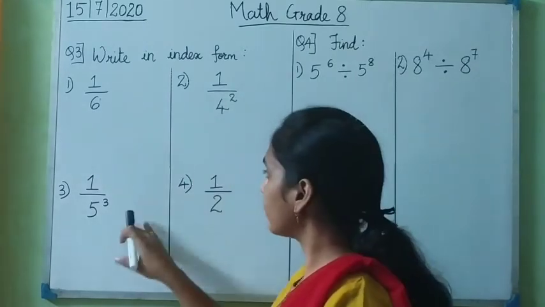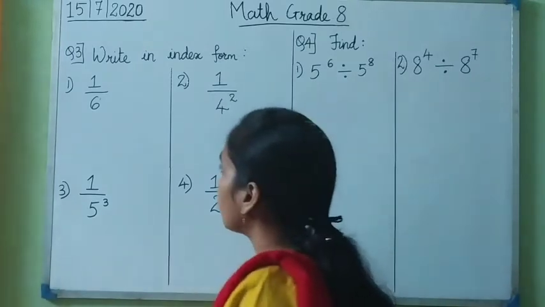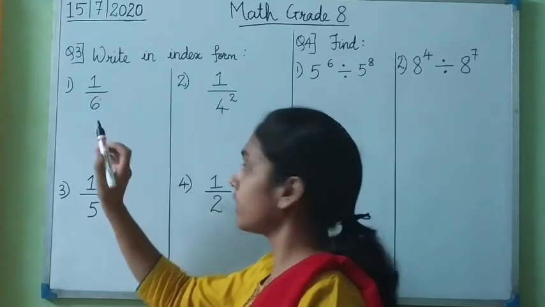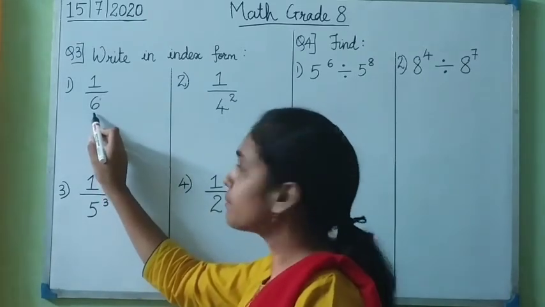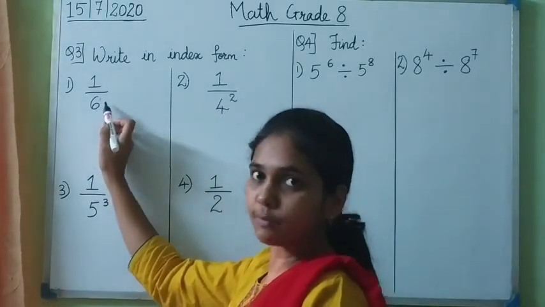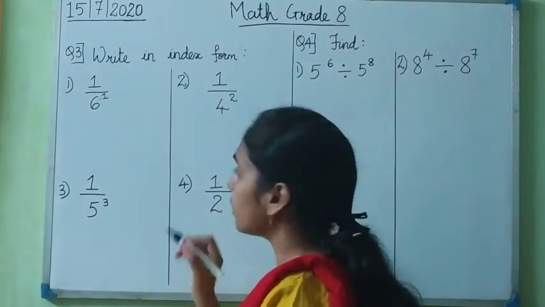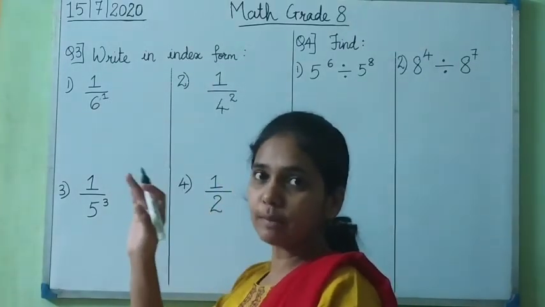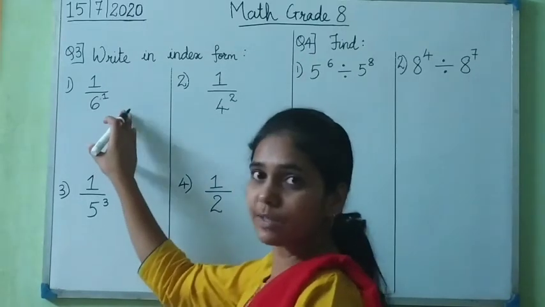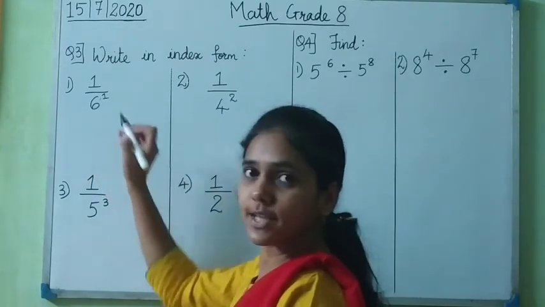So these are the questions given in fraction form, and we have to write them in the index form. Before writing, first we have to check the power of the denominator. Here the denominator is 6, and its power is what? If any number doesn't have any power, that means its power is what? 1. Not 0. If any number is not raised to any power, if the power is not given, then the power of that number is 1. Keep this in mind. It is not 0, it is 1. So here the power of number 6 is 1.